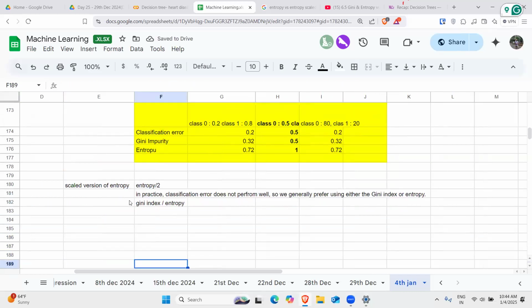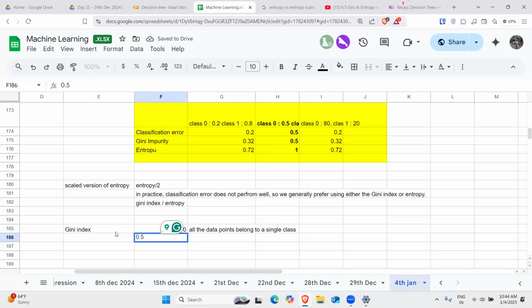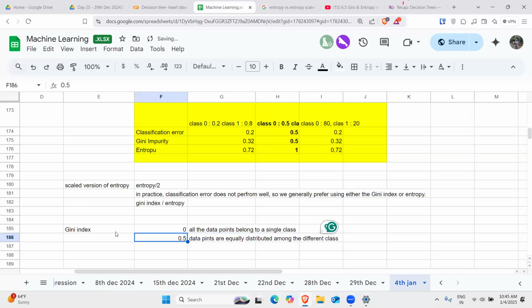So this is your Gini index. It's the degree of randomly chosen data points being classified incorrectly. The formula of Gini index we already have seen. A Gini index of 0 indicates that all the data points belong to a single class. And if it is 0.5, it indicates that data points are equally distributed among the different classes.